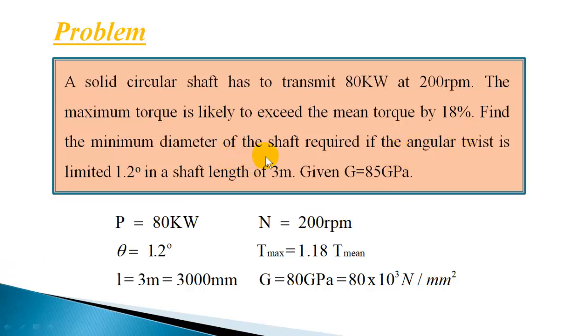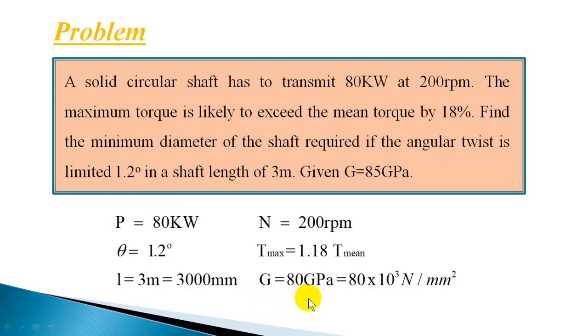Now you should find out the minimum diameter of the shaft required if the angular twist is limited to 1.2 degree in a shaft length of 3 meter. Only angular twist is the constraint. We are not restricting the shear stress. We are more bothered about the angular twist undergone in the shaft. You are given the modulus of rigidity of the shaft G as 85 gigapascal. Length is equal to 3 meter or 3000 mm.